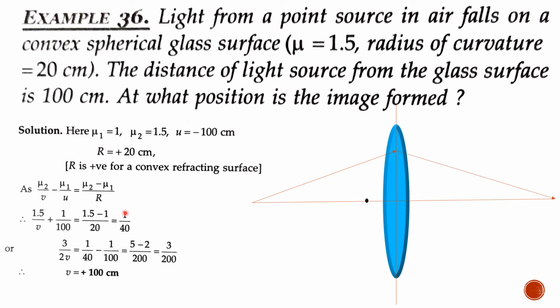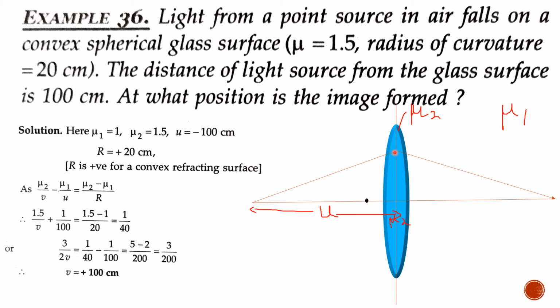Mu2 is the refractive index of this glass surface. Mu1 is the refractive index of the surrounding medium. U is your object distance. Light starts from this object.